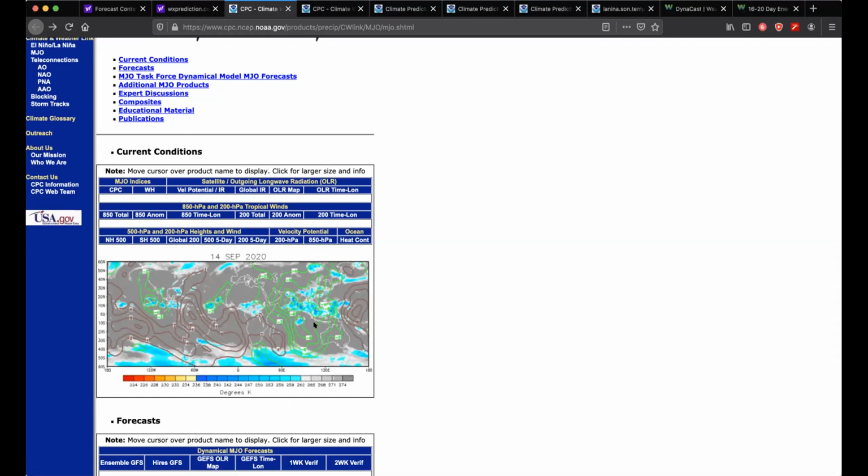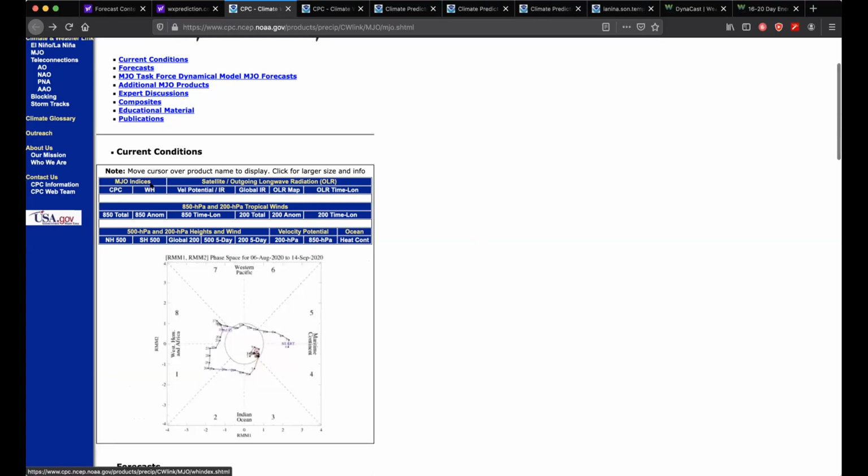So like here you see the green, the higher velocity potential. I'm not as familiar with velocity potential. You also see where the infrared satellite is showing that you have convection over here in the Indian Ocean. So that sort of tells you that the signal is in that area. And then you also see some weaker spots. So all of this gets averaged into the Wheeler-Hendon, which is just a single value.